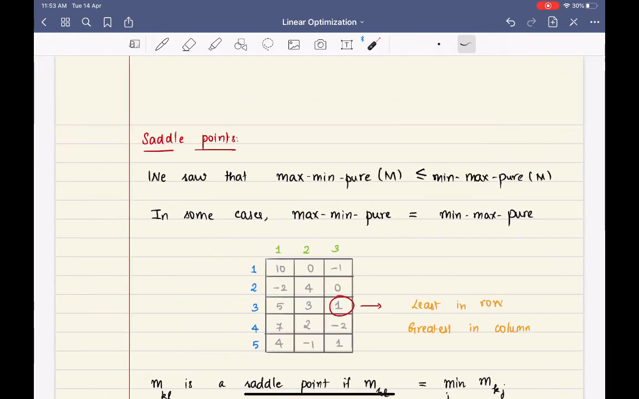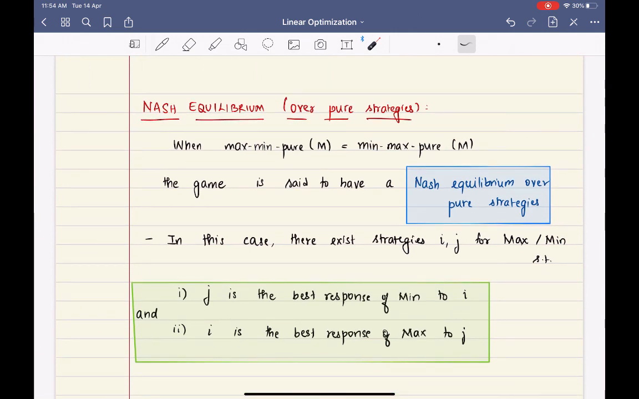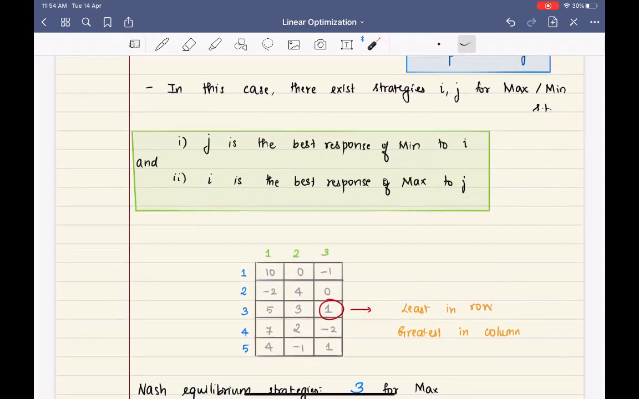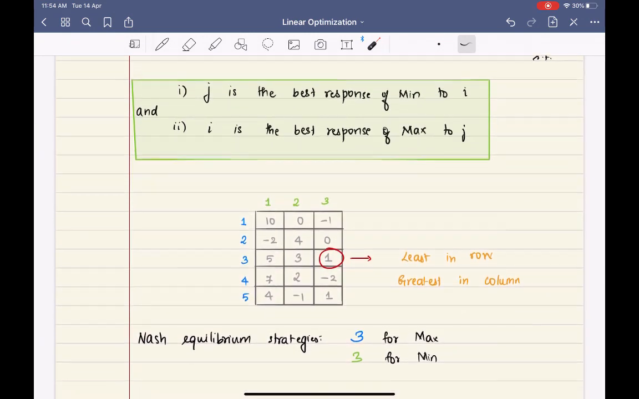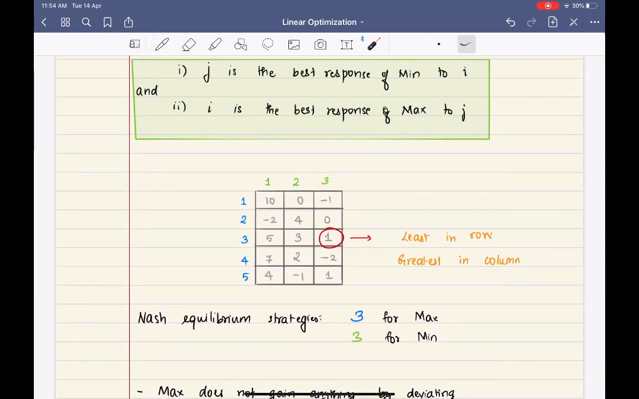So for example, in this case, let's take the strategy to be 3, 3. When max plays 3, the best response of min is 3, and when min plays 3, the best response of max is also 3. Okay? So these kinds of pairs of strategies are said to be Nash equilibrium strategies, and the game is said to have a Nash equilibrium in that case. So here the Nash equilibrium strategies are 3 and 3 for max and min.